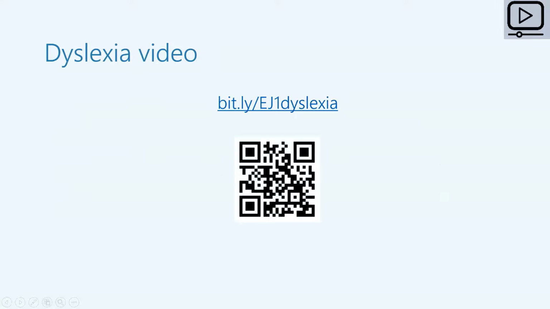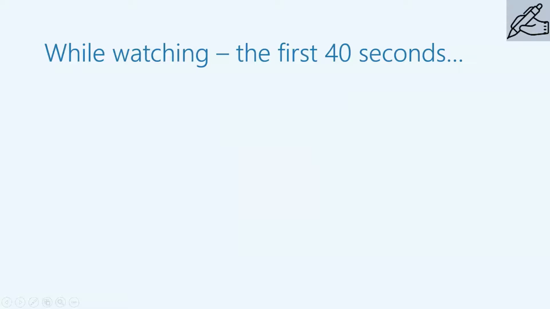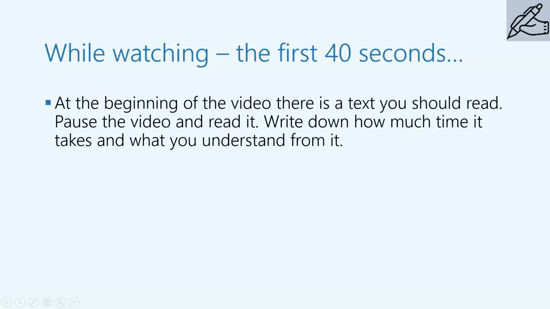So, in order to watch the video, you need to open this link. But you're not going to watch the entire video at the same time. First, you're just going to watch the first 40 seconds of it. At the beginning of the video, there is a text you should read. Pause the video and read it. Measure the time. Write down how much time it takes you to read it and what you understand from it.